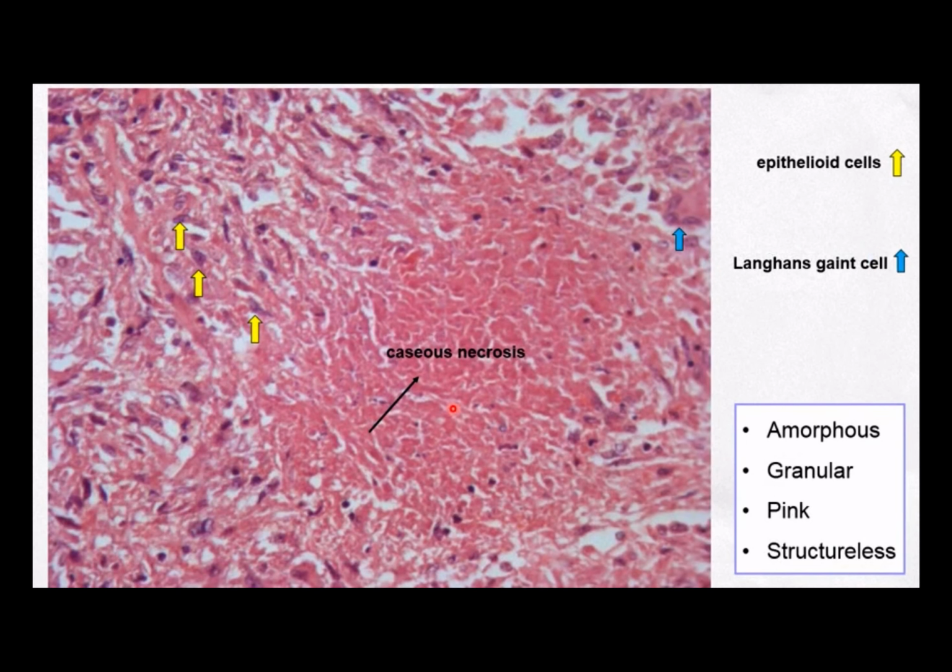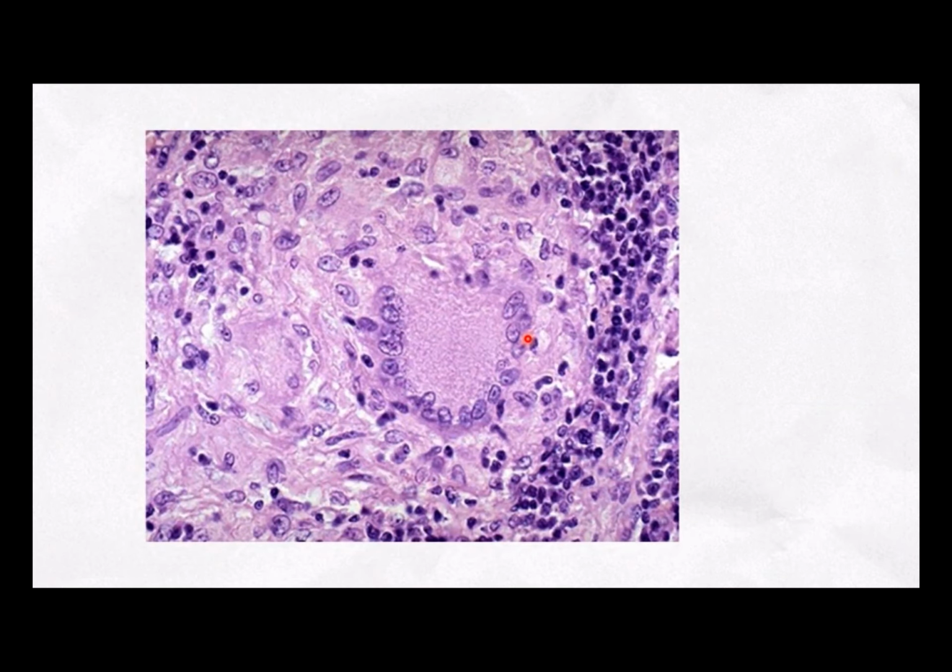The caseous necrotic material appears as amorphous, structureless, eosinophilic granular debris with complete loss of cellular details. Around the caseous necrosis are some epithelioid cells and scattered Langhans cells. These cells are epithelioid cells. They are derived from macrophages and quite resemble epithelial cells, so we call them epithelioid cells.